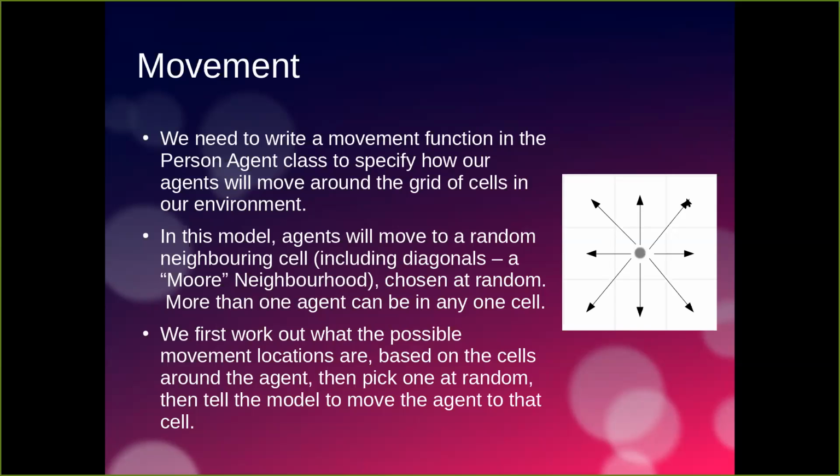Now the move function will assume that the agent has been told to move, and we'll come on later to the fact that they may not always move at each step. Remember, we specified a level of movement. But this move method will only be called if they have been told they're going to move. And so if they've been told to move, they're going to have to move out of their cell to one of these 8, and they're going to pick it at random.